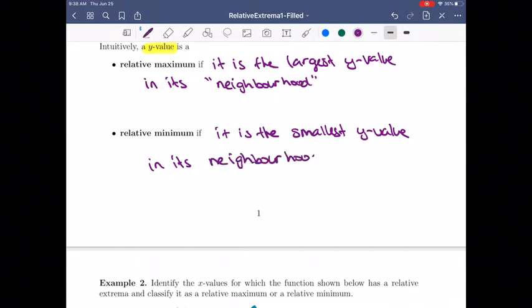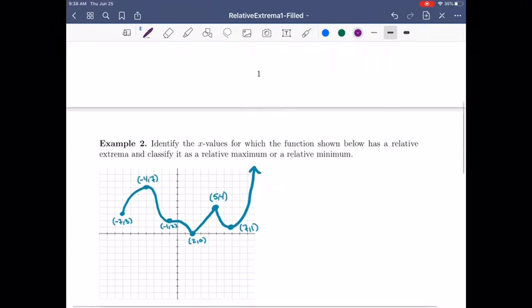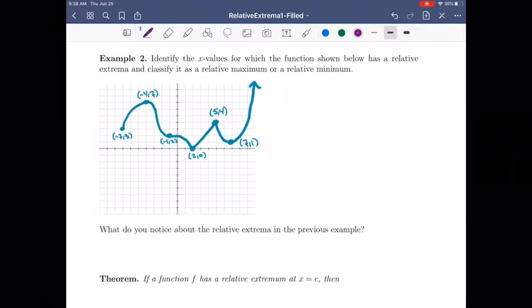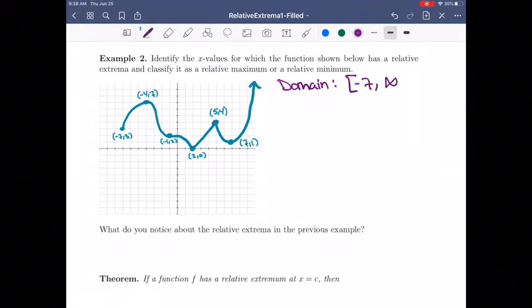Okay, so let's look at an example with a graph. We want to identify the relative extrema and classify each as a relative max or a relative min. The domain here: we can tell there are points for every x value as long as we're bigger than or equal to -7. So the domain goes from -7 to infinity.